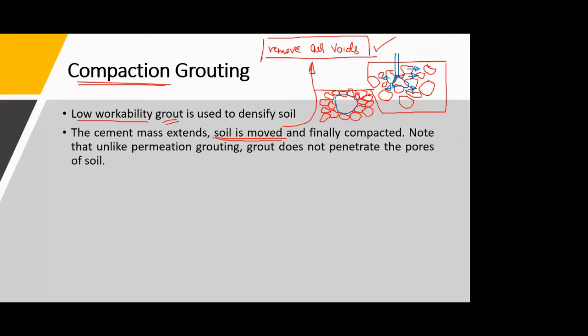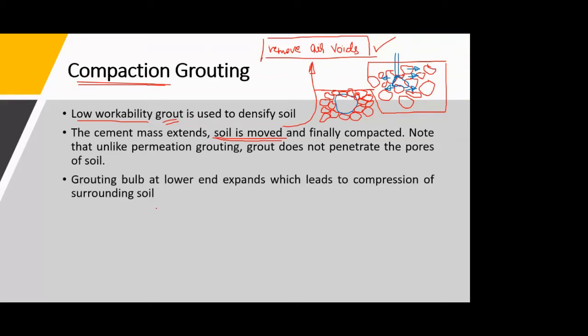In case of hammering action, we are applying some load, dropping it from some height, and then rearranging the soil particles and removing the air voids. In compaction grouting, we are introducing a grout which has the ability to move the soil particles, and ultimately due to that the air voids are going to reduce. So that's the concept in compaction grouting. The grouting bulb at the lower end expands, which leads to compression of the surrounding soil. This is what I demonstrated in the two sketches that I have drawn.